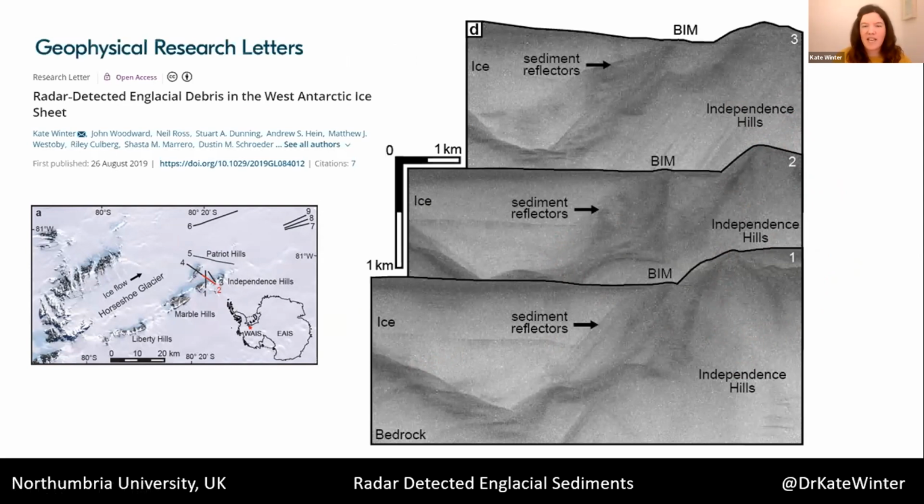Sometimes we can get side echoes, and sometimes the processing can obscure features or highlight features that might not otherwise be highlighted. So we look at multiple radargrams to see how they change and what the real picture could be. So again, we've got that valley, and this time you can see these dark reflectors coming up to the surface, reaching the blue ice moraine.